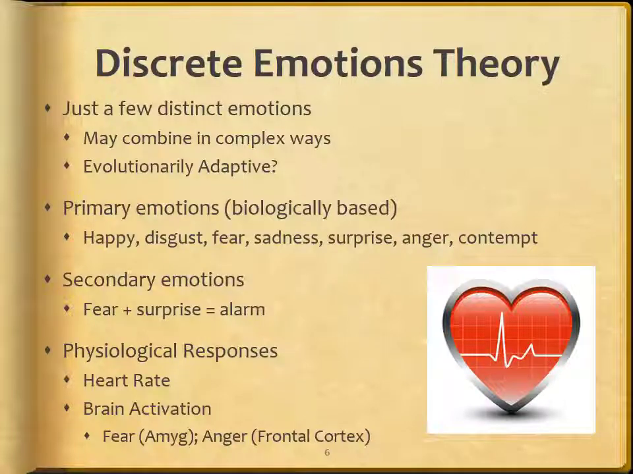But I do want to note that multiple brain regions participate in all emotions. So it's not that the amygdala is the only brain area activated during fear or the frontal cortex is the only brain region activated during anger. We have multiple brain regions. It's just that the amygdala is most activated during fear and the frontal cortex is most activated during anger.